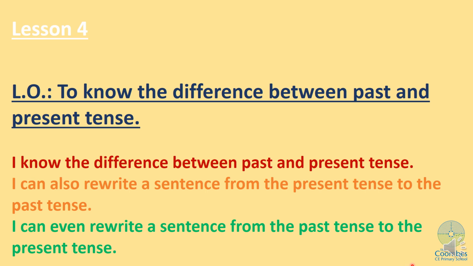Welcome to lesson 4. Our learning objective for this lesson is to know the difference between past and present tense. So by the end of this lesson, you will know the difference between past and present tense, and you'll also be able to rewrite a sentence that's written in the present tense so that it's in the past tense, and a sentence that's in the past tense so that it's in the present tense.